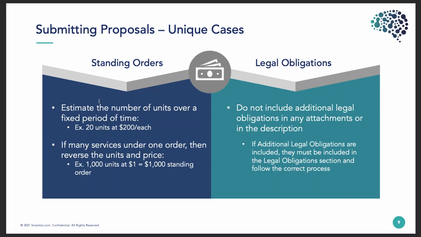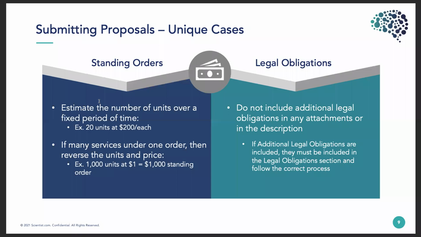So for example, if you wanted to have a set number of projects over a set period of time, let's say 20 units at $200 each, you would simply enter that in so that the client can accept that proposal for that larger amount, and you'll be able to simply invoice against that purchase order every time the client makes an order.